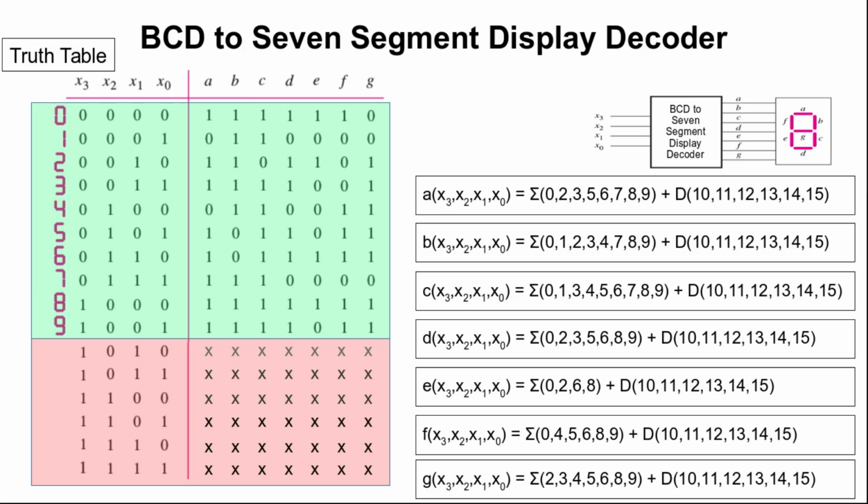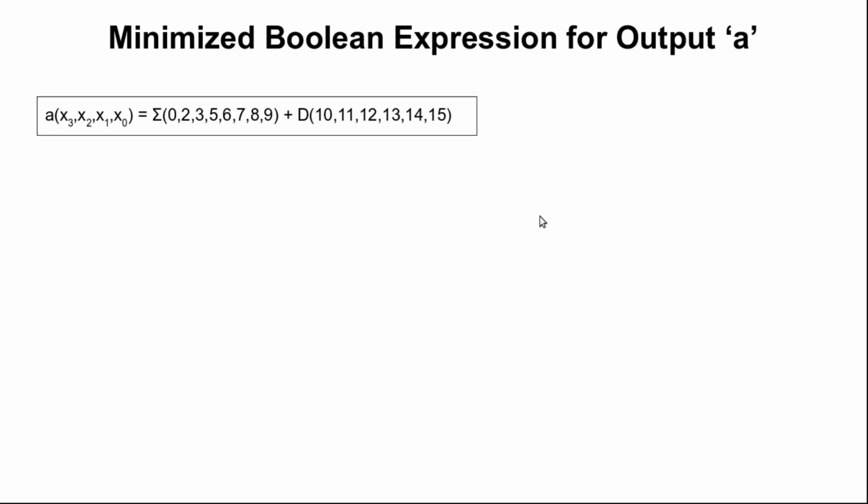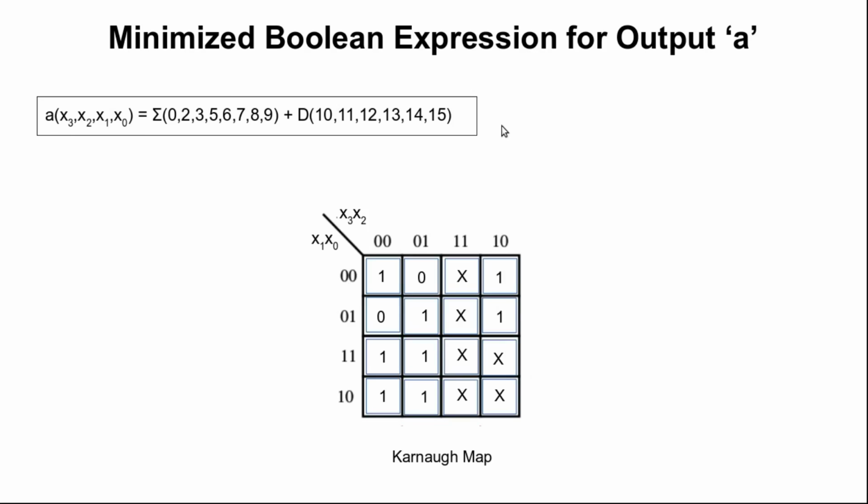Now once we have these expressions, we can try to get the minimized Boolean expression for each of the outputs. First we'll try to get the minimized Boolean expression for the Boolean function a. Since it is a 4-variable function, we will try to get the minimized Boolean expression using the 4-variable Karnaugh map.